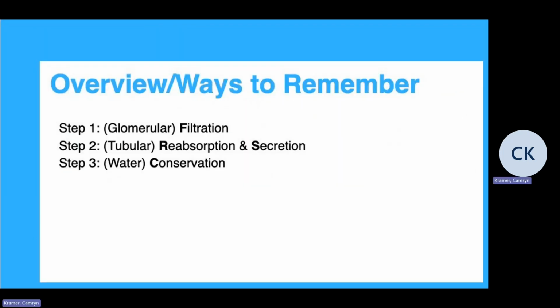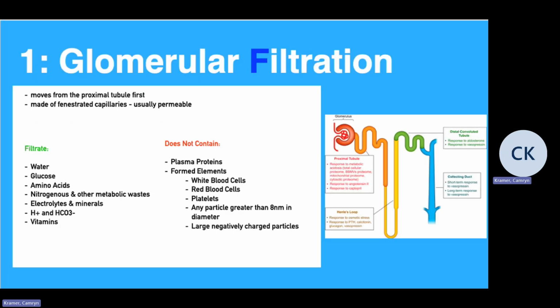First is an overview of the three steps. One way I have been trying to remember this is by using the acronym FRISK. F for filtration, R for reabsorption, S for secretion, and C for conservation.